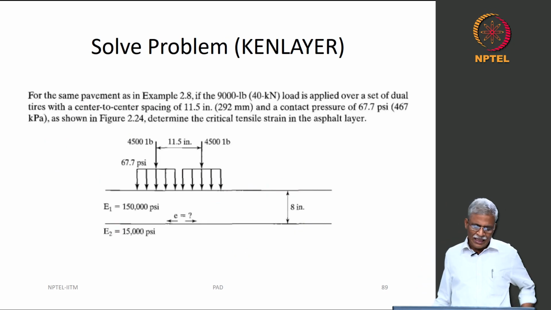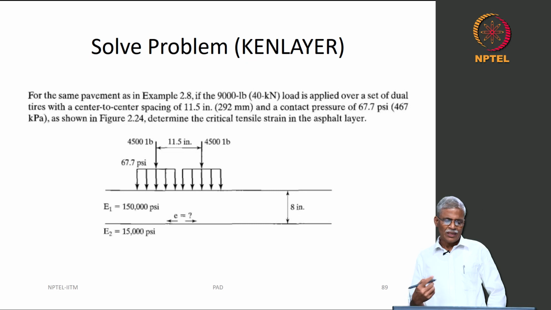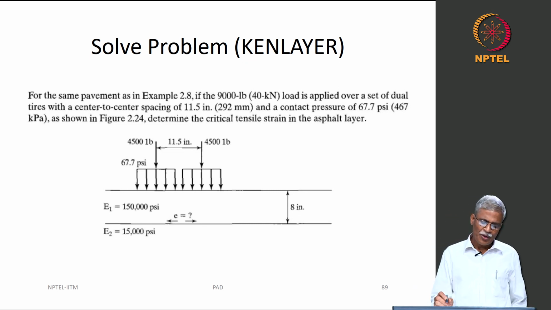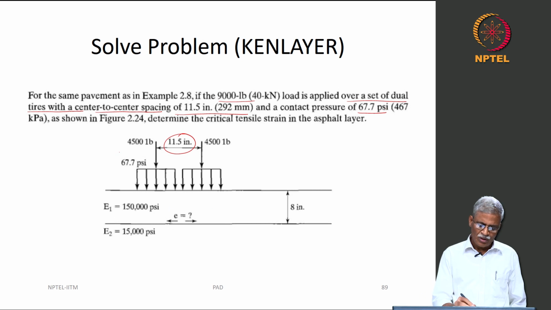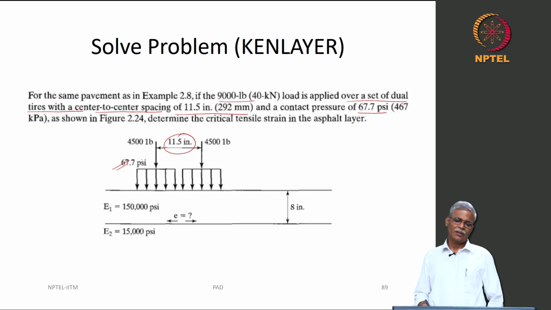Now, what will really happen here? Okay. So, let us discuss this. For the same pavement as shown in example 2.8, if this 9,000 pound load is applied over a set of dual tires with a center to center spacing of 11.5 inches, and a contact pressure the same as shown in the figure, what is the critical tensile strain in the asphalt layer?